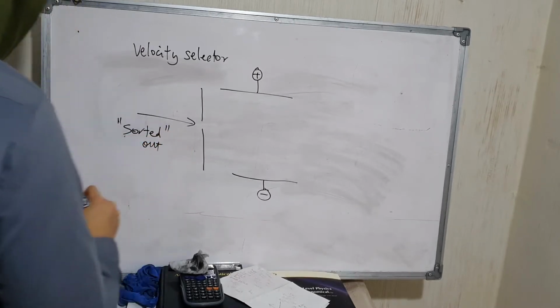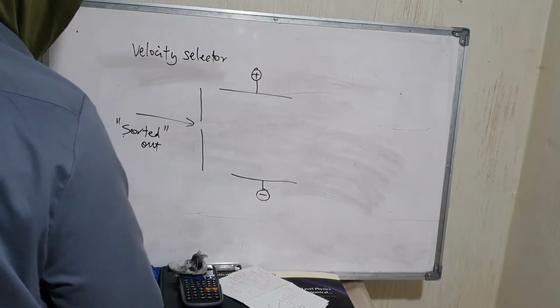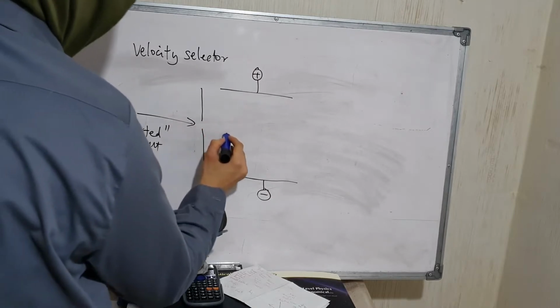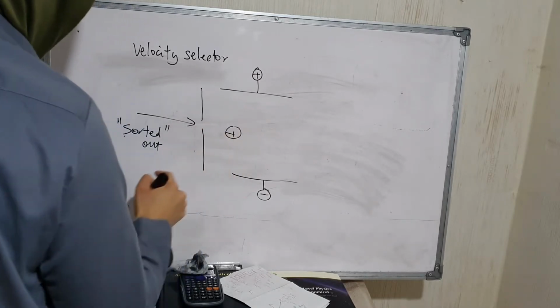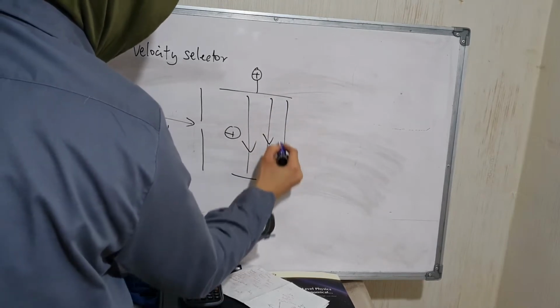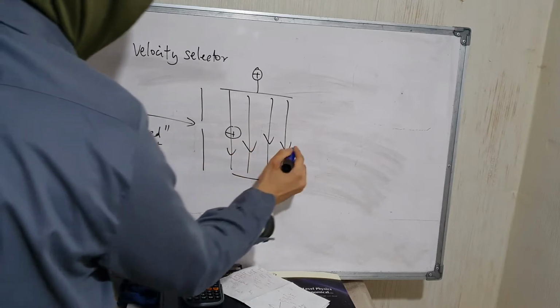Now, where is the arrow pointing when it comes to the electric field? If we were to put a positive test charge here, the electric field is going this way. Okay, so that's the electric field.